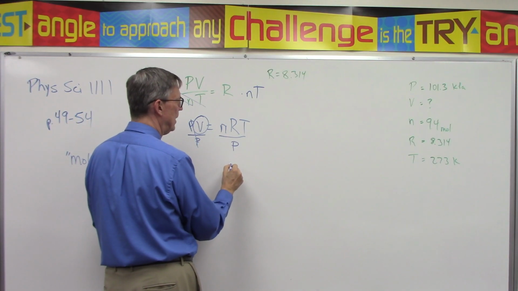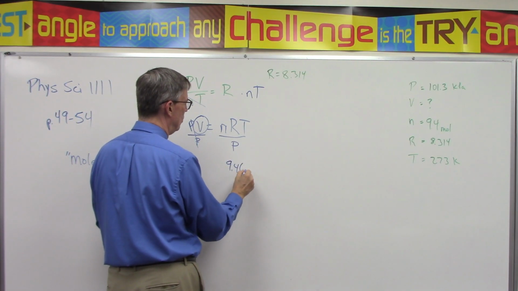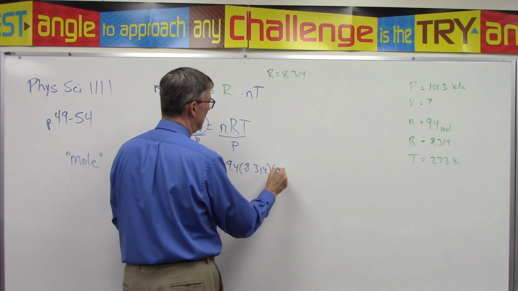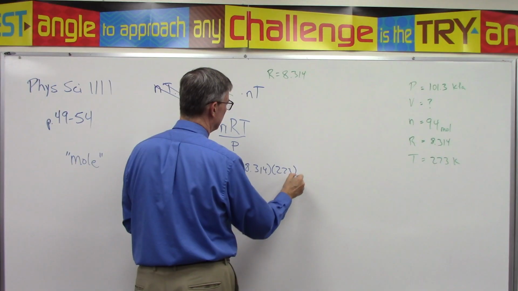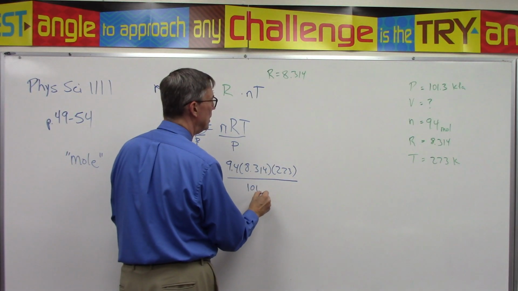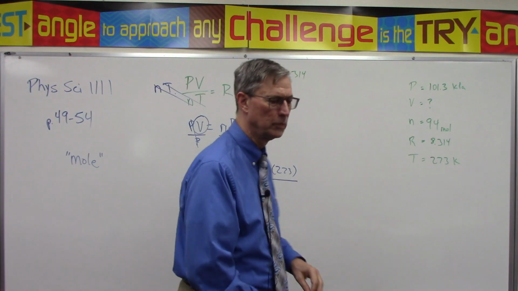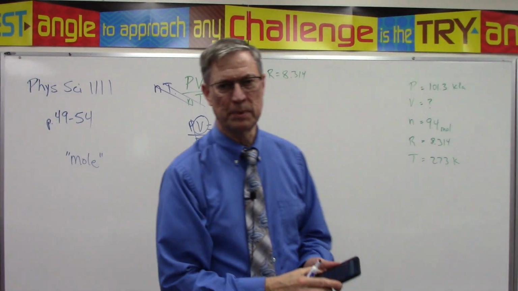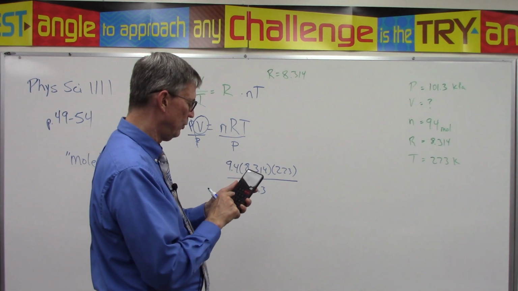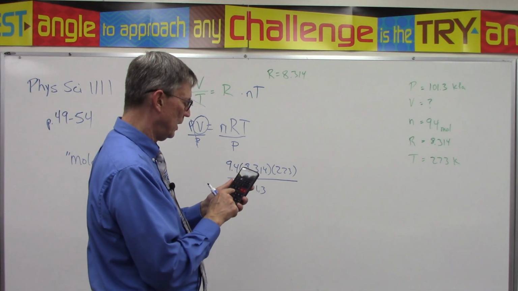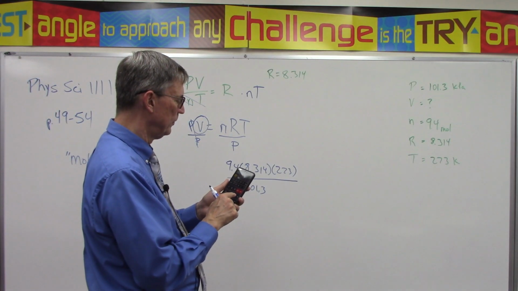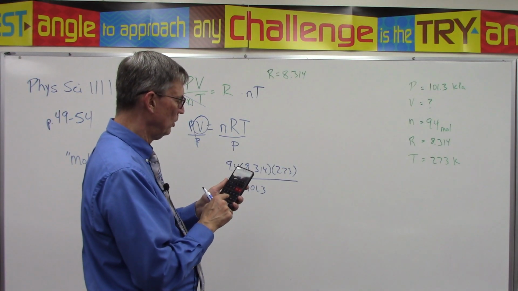I'm going to plug in N, which is 9.4, R, 8.314, T is 273, and we're going to divide by the pressure, which is 101.3. All right, so I want you to do this with me. Get your calculator out. Let's see if you get this. 9.4 times 8.314. Are you doing it with me? I don't want to be the only one doing this. Come on.